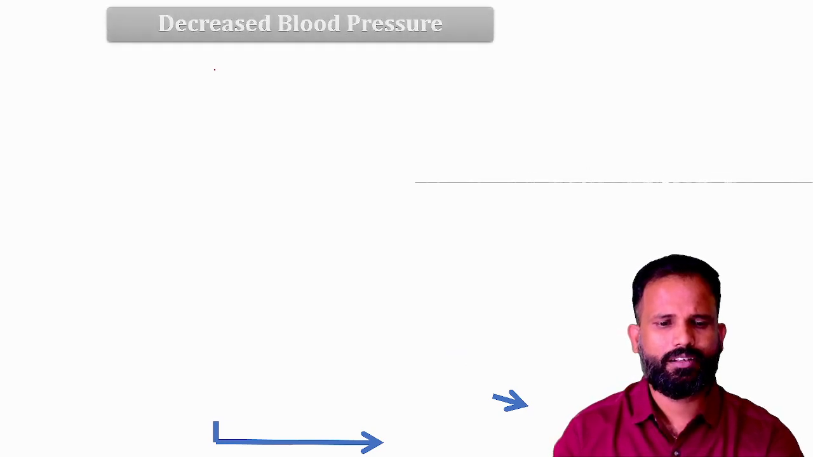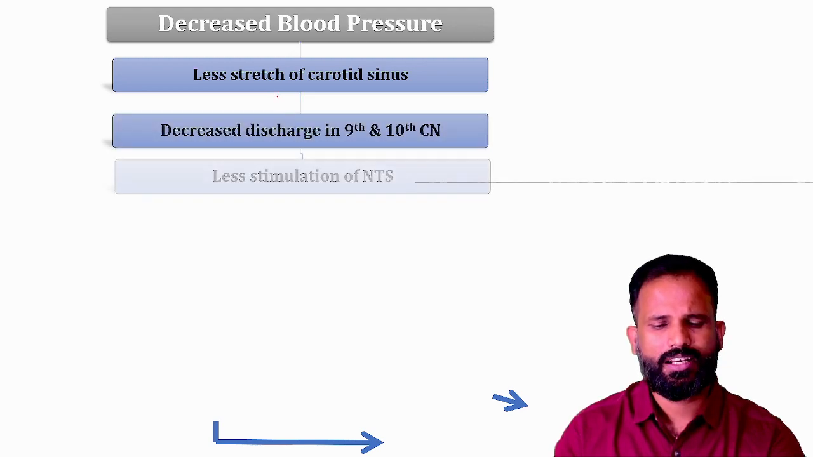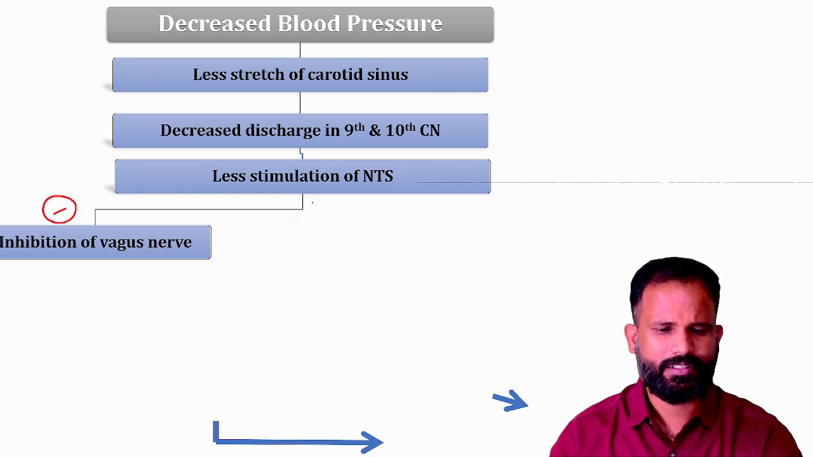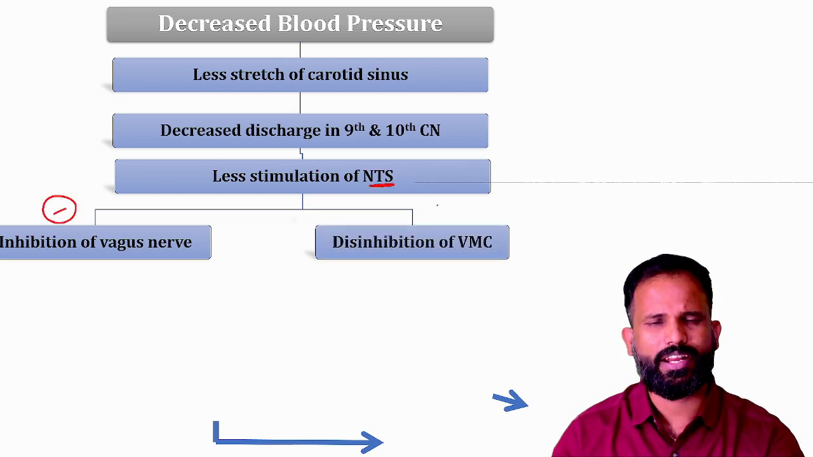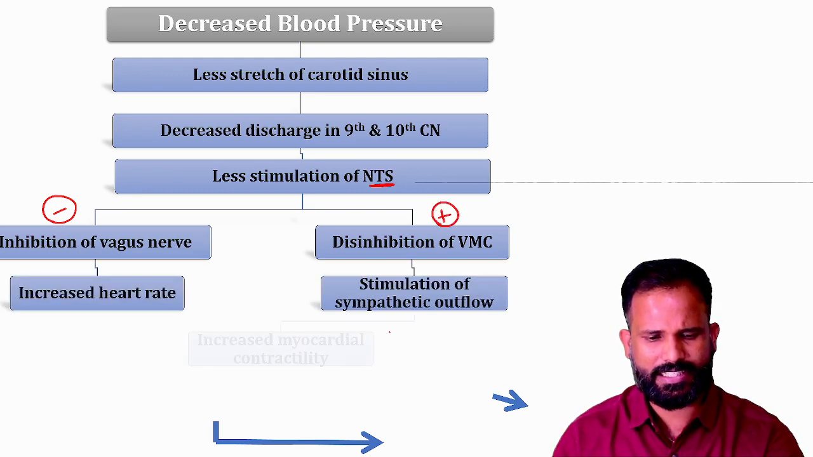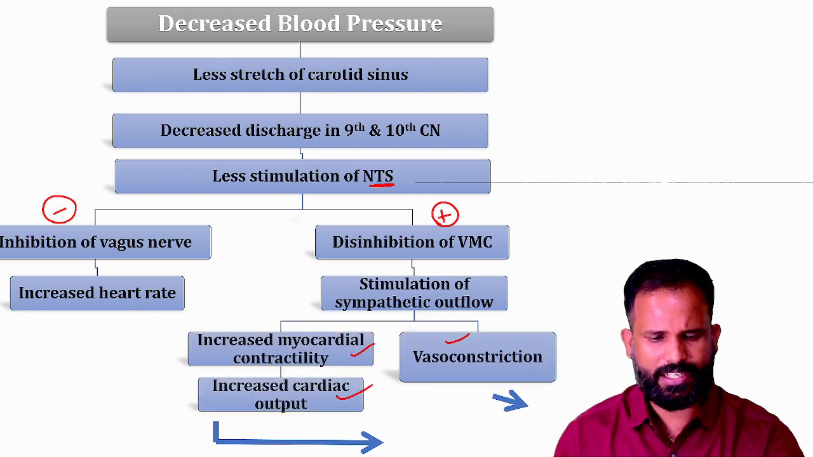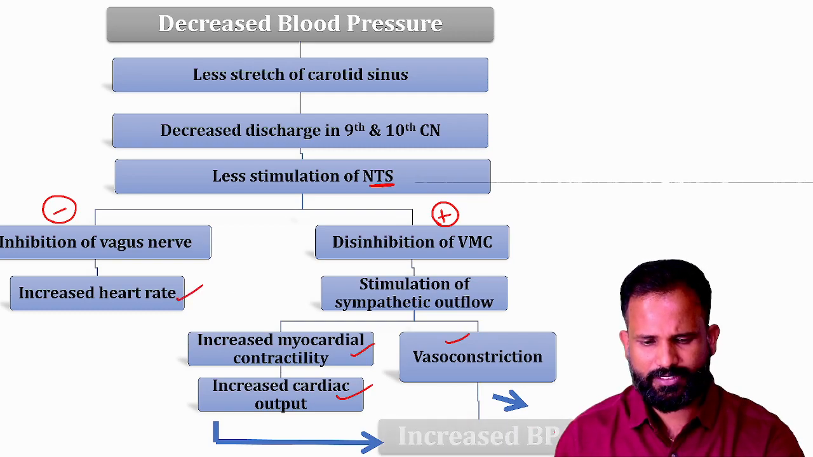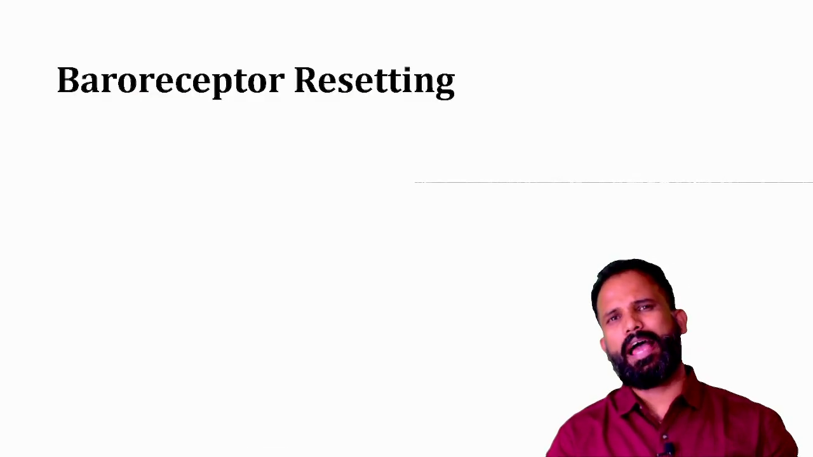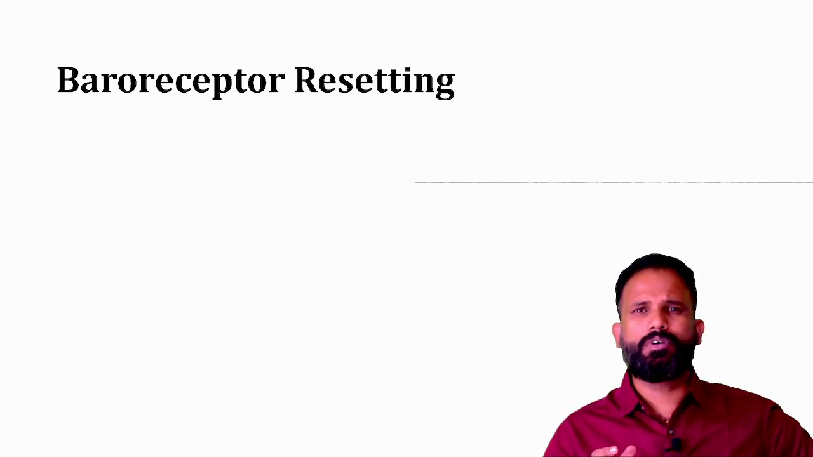Now the reverse. Blood pressure is decreased, so no more activation of the carotid sinus, no more stimulation of the nucleus tractus solitarius. So the vagus is inhibited, and whenever the NTS is not activated, the vasomotor center is activated. So sympathetic tone is increased: myocardial contractility, vasoconstriction, increased cardiac output, increased heart rate. So the final effect is increased BP. So that is the reverse mechanism.